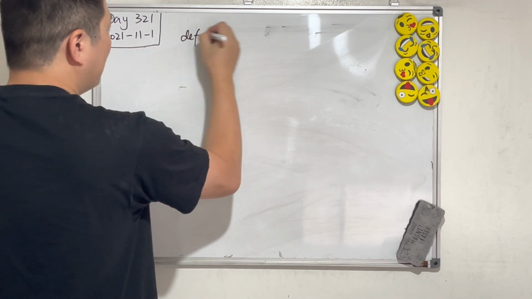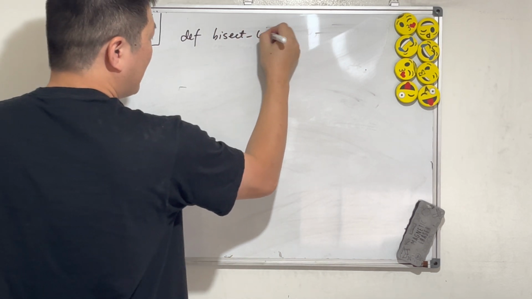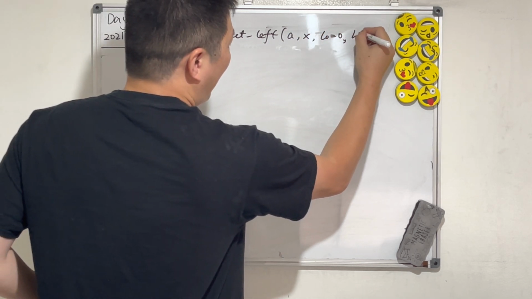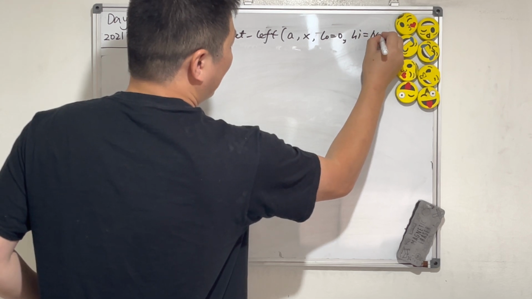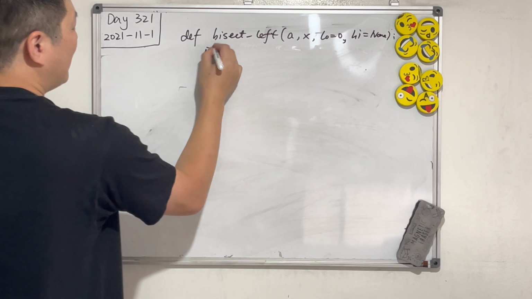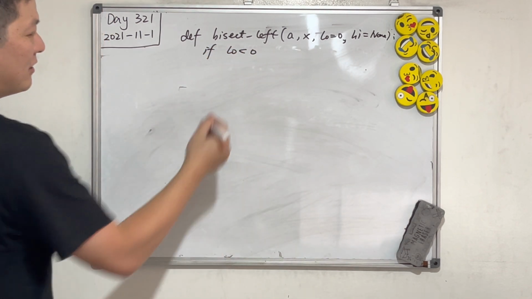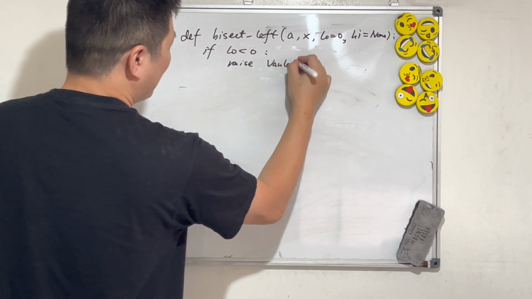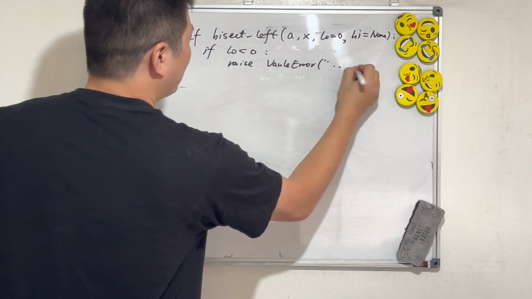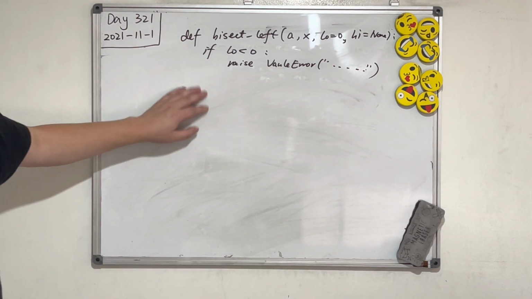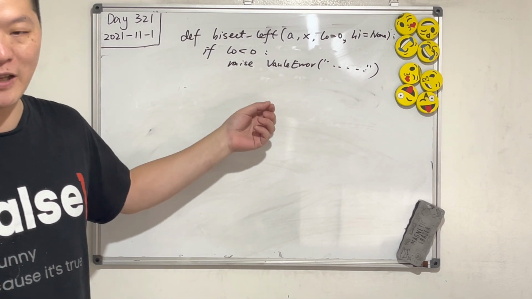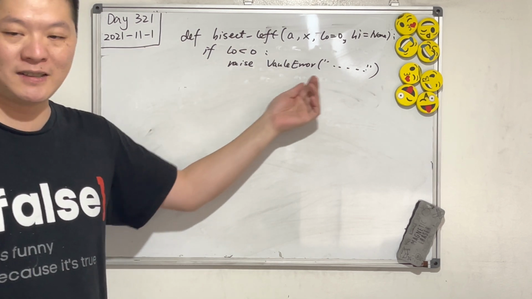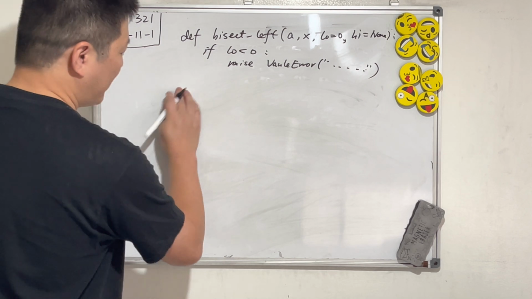Define bisect_left of a, x, low equals 0, high equals None. First of all, if low is smaller than 0, then we can just raise ValueError or whatever exception. You can put a custom error message here. This is for the computer to scream that you gave me a value low which is negative, which I can't handle, so I raise an exception. Or simply assert, it's quite similar.